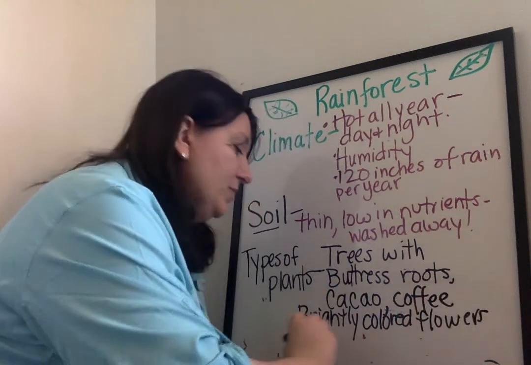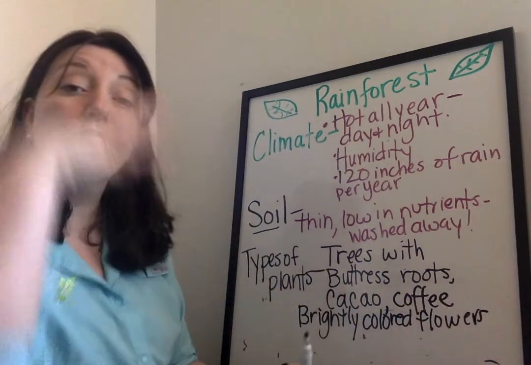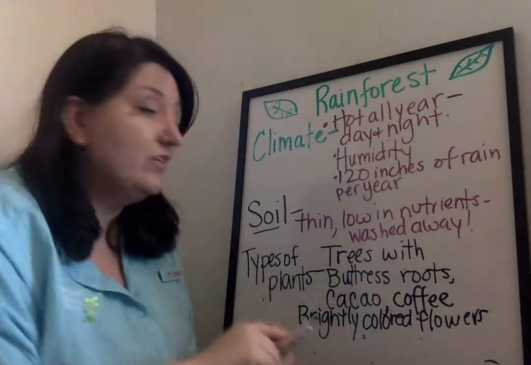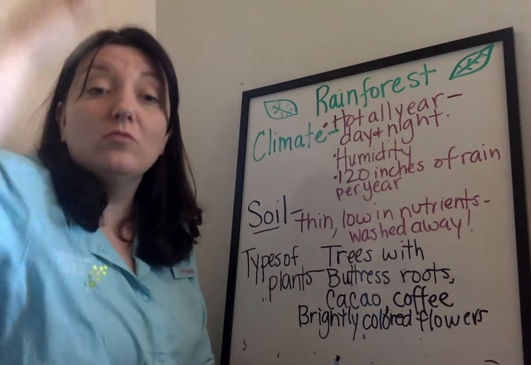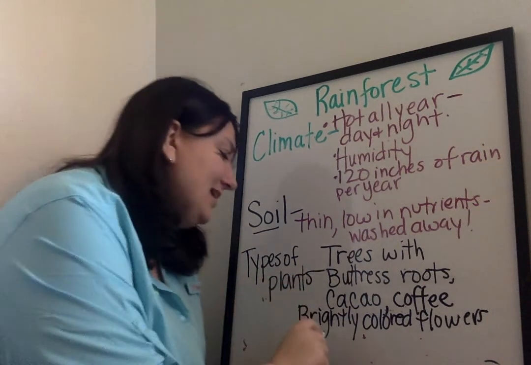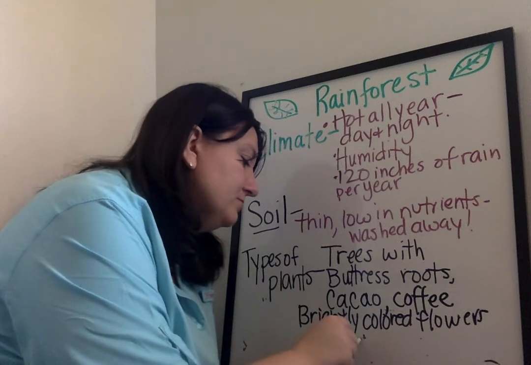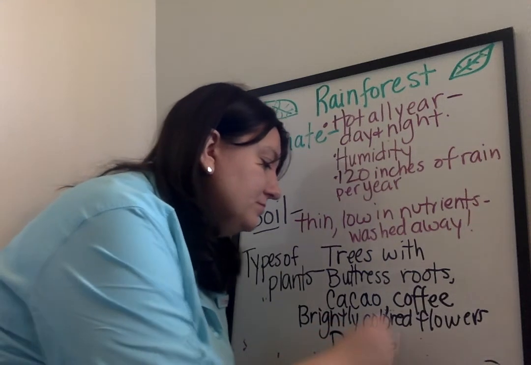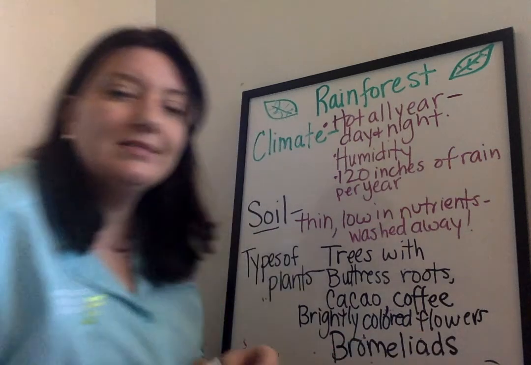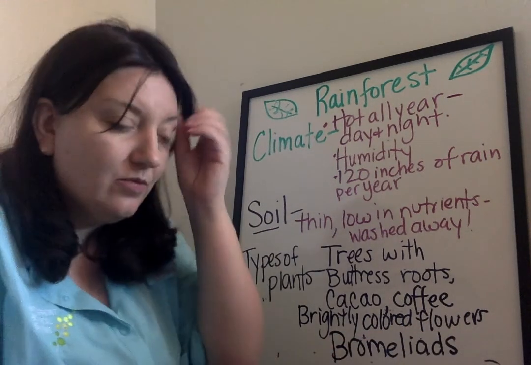And then finally, real big, I'm going to write it, those plants that grow on the surface, bromeliads that can grow on the ground, but they can also grow on the surface of other trees to get more sunlight. And they also have those waxy leaves, bromeliads. Okay. So that's another kind of plant that we might see in the rainforest.